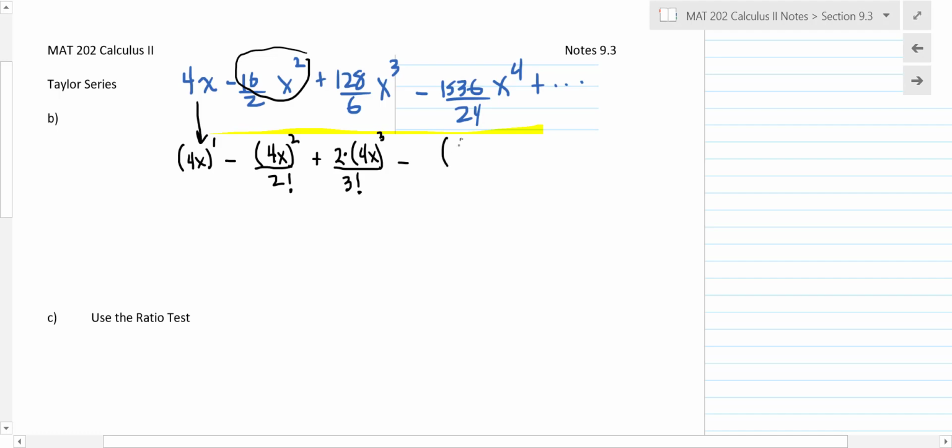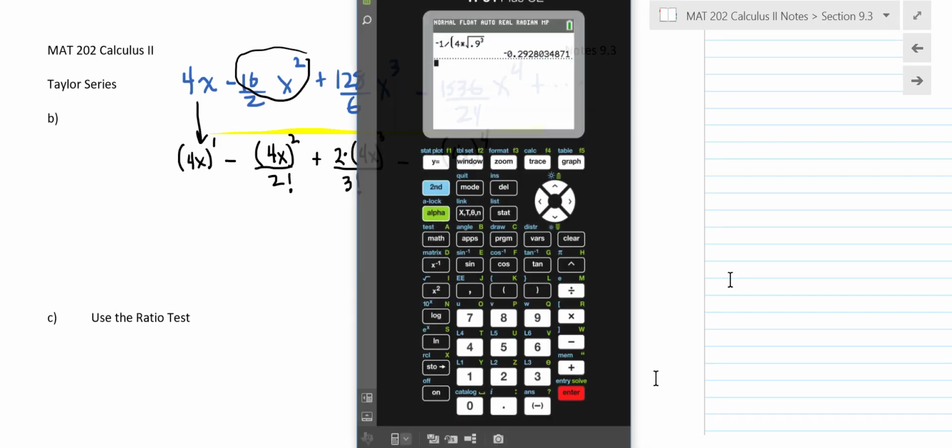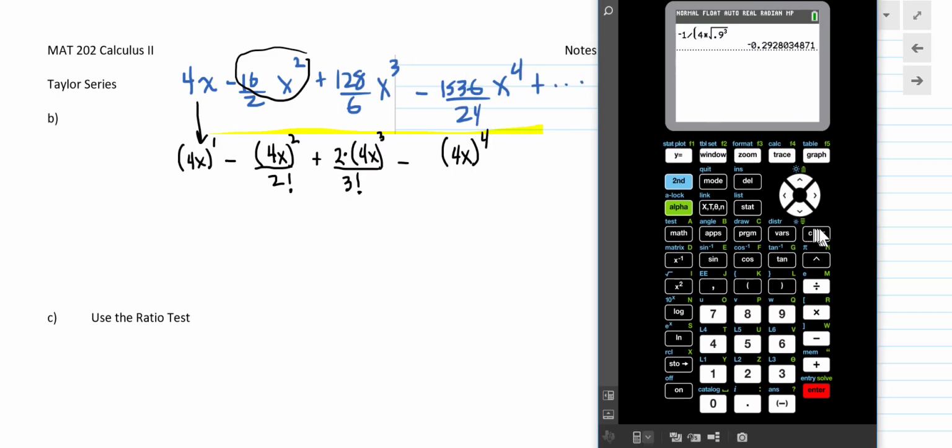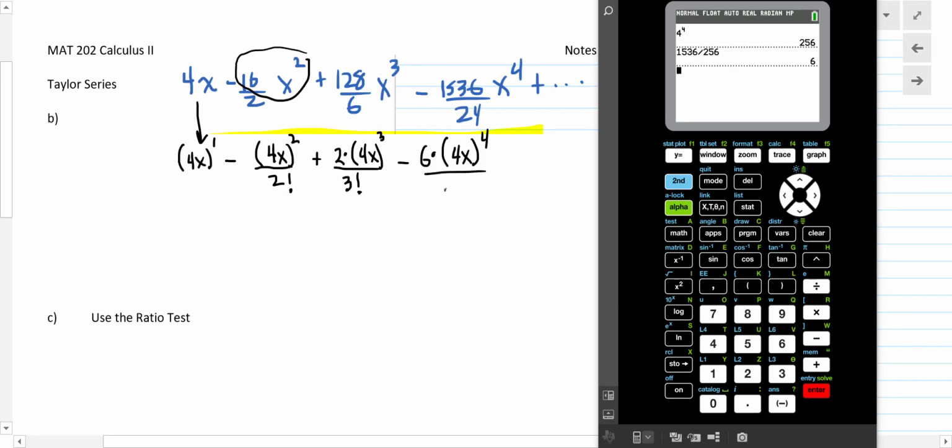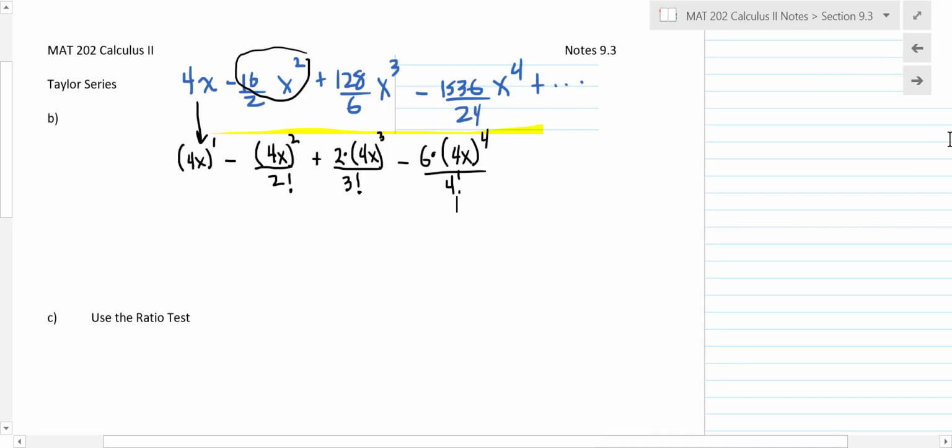If you do the next one, you're going to have 4x to the 4th power, and I'm going to do one little quick thing on my calculator. If I do 4 to the 4th, then I get 256, but if I take 1536 divided by 256, I get something that probably has a factorial in it. That's what I thought. So that's going to be times 6. And then that 24 is really 4 factorial. So what I'm doing is looking for a pattern.